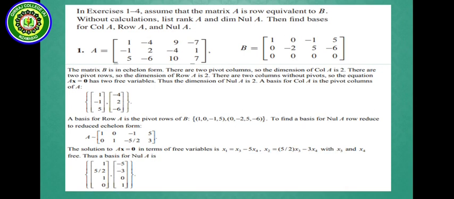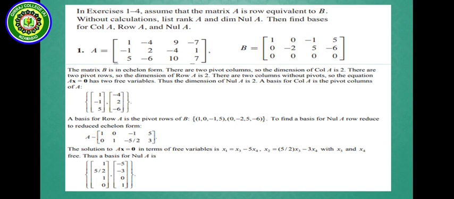Now the same model problem. Assuming that the matrix A is row equivalent to B, without calculation list rank A and dimension null A, then find the basis for column A, row A and null A. First, A and B matrices are given. B is row equivalent to A, meaning B is an upper triangular matrix. From B we will take all the definitions. In B, the non-zero rows form a basis for row A, pivot columns form a basis for column A, and non-pivot columns form a basis for null A.